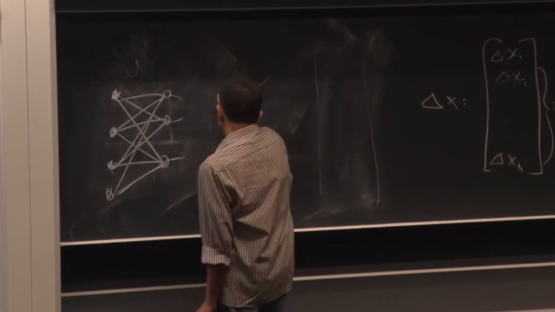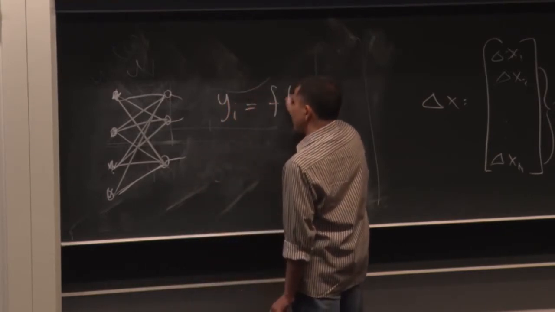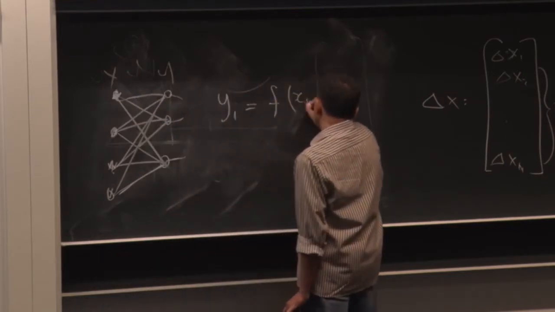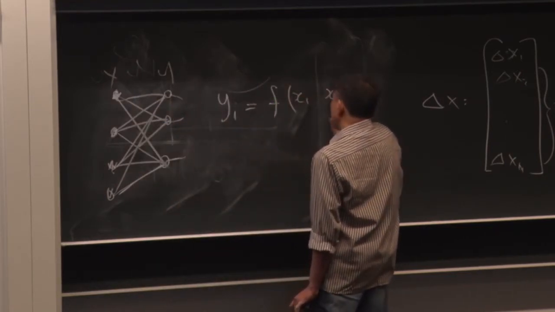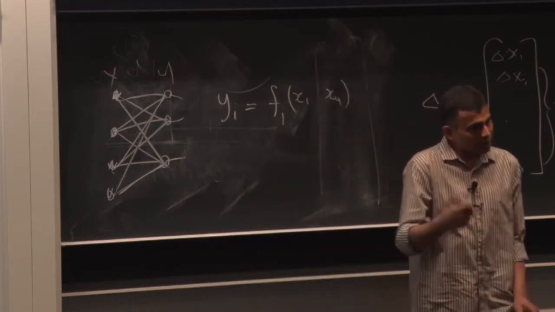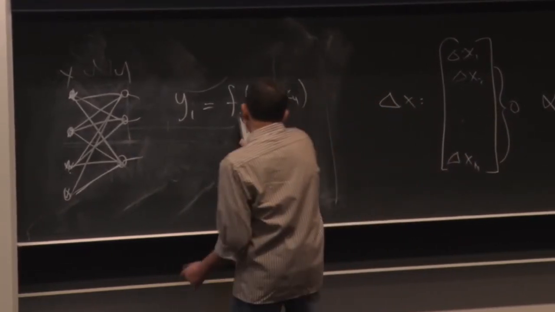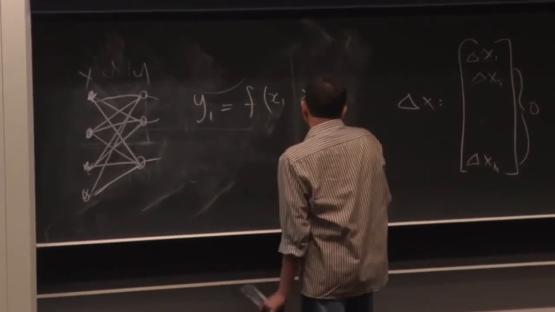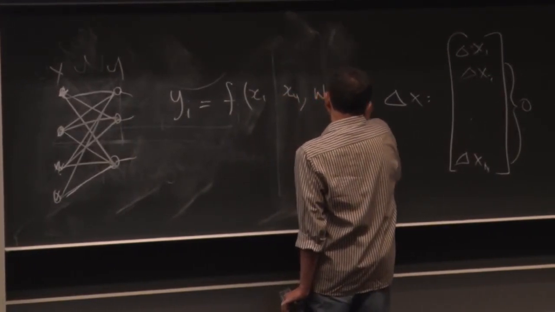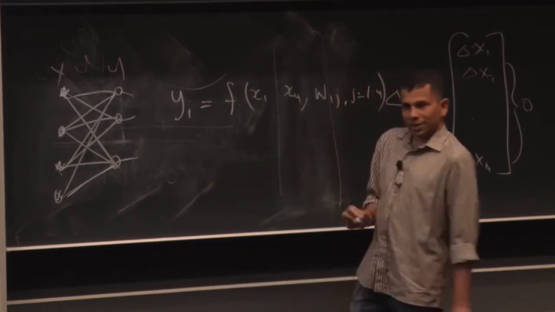So here I can write yi equals some f of, let me call these y's, let me call these x's, x1 through x4, fi of x1 through x4. And each of them is a different function. Each of them has a different set of weights. Or more generally, I can say f of x1 through x4, comma, w1j, j equals 1 to 4. So because these are the weights, correct?